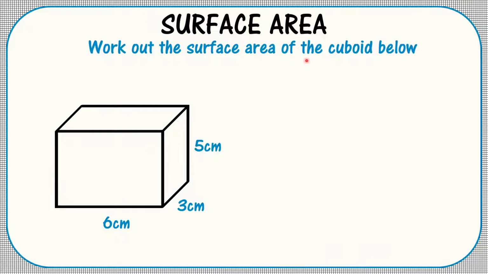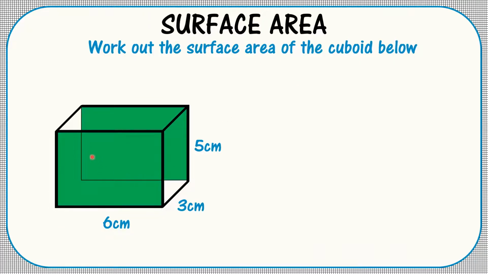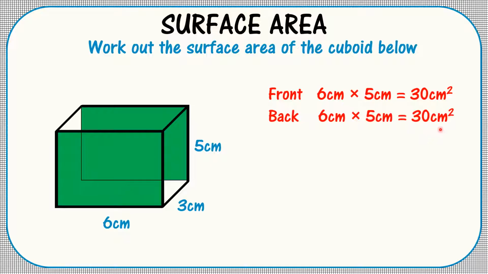Work out the surface area of the cuboid below. We'll work out the front face. This will be 6 times 5. So the front is 6 times 5, which equals 30 centimeters squared. The front and the back are the same. So the back will also be 30 centimeters squared.